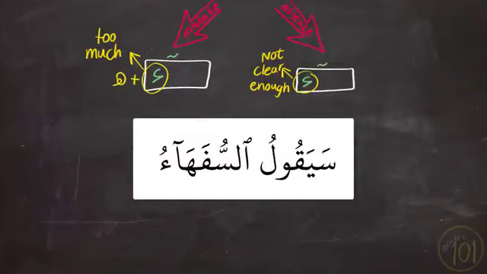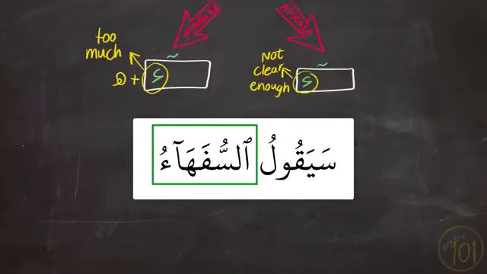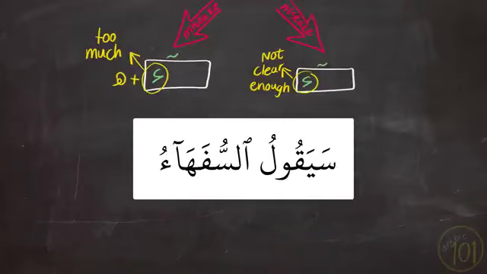سيقول السفهاء. Here I didn't pronounce the hamza fully, and it didn't really sound right either. So how should we pronounce it then? سيقول السفهاء. So this is what happens when hamza is not fully pronounced.